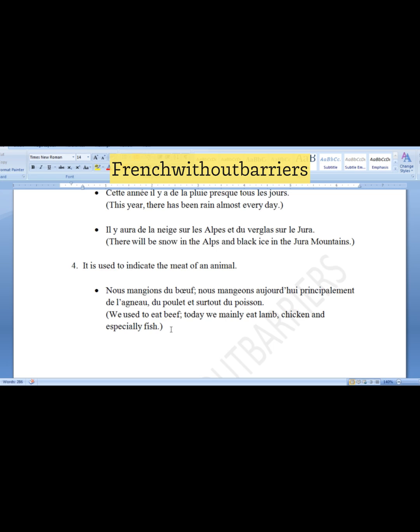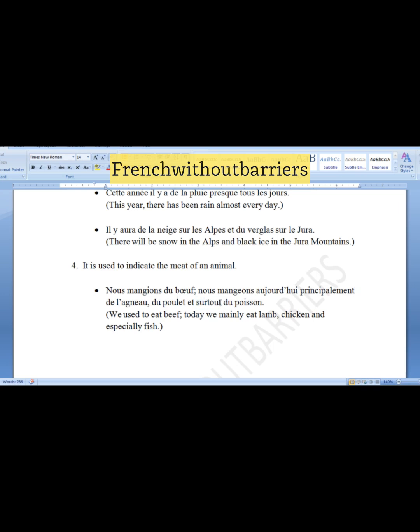Now, this is, as you can see, your imparfait. Nous mangions. We used to eat beef. However, today we mainly eat lamb. Principalement, say mainly. We mainly eat lamb, chicken, and especially fish.